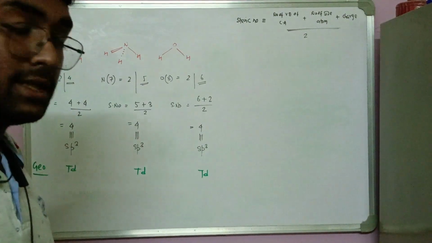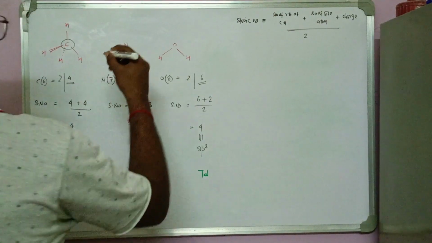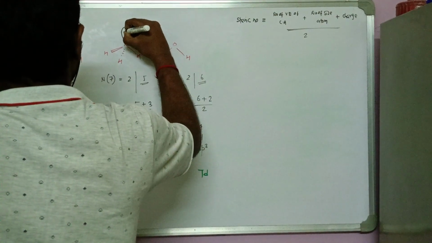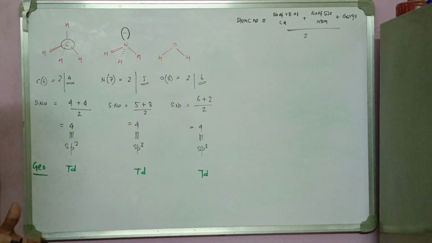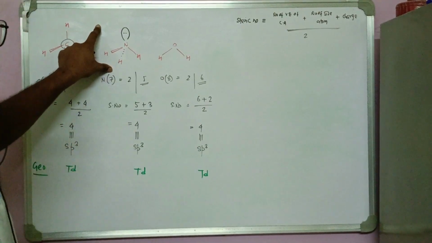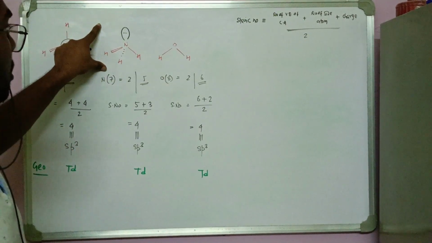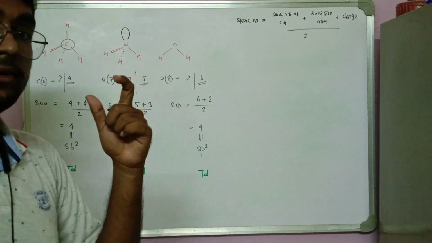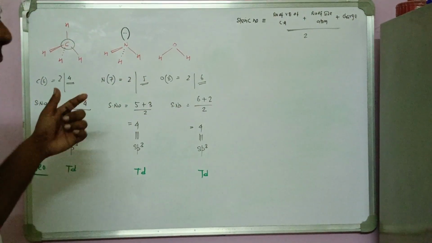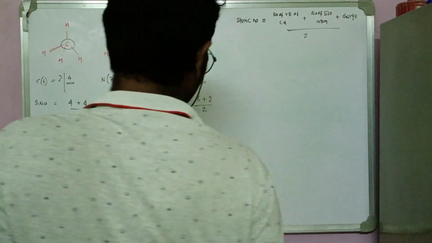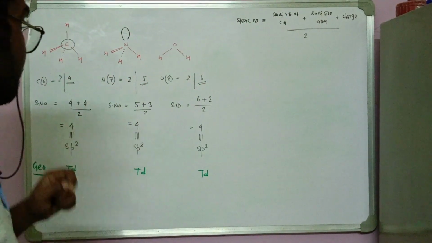We can visualize this one if I draw the lone pair, because the central atom nitrogen has one lone pair in the ammonia molecule. So how can I make sure that the lone pair is present on the ammonia?